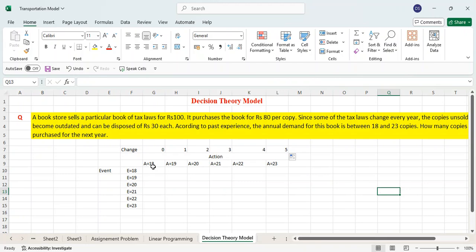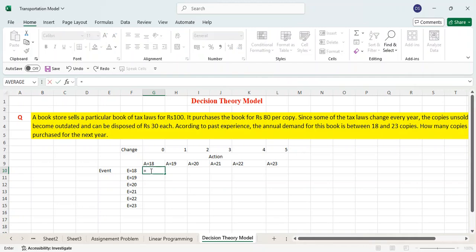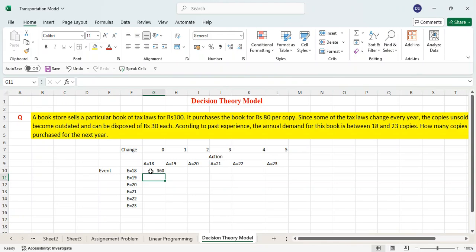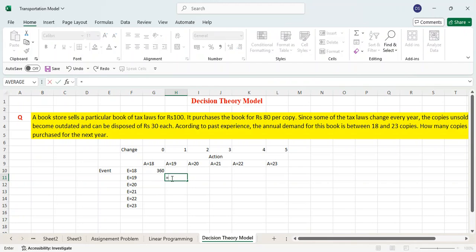Suppose the retailer keeps 18 books and the market demand is 18, then what should be the profit per book? The profit is 20 rupees, so for 18 books the profit is 360 rupees. How many circumstances are there? This type of condition you have to observe. When you have kept 19 books for sale, then the profit is 19 into 20.